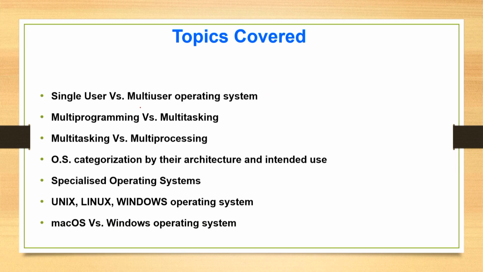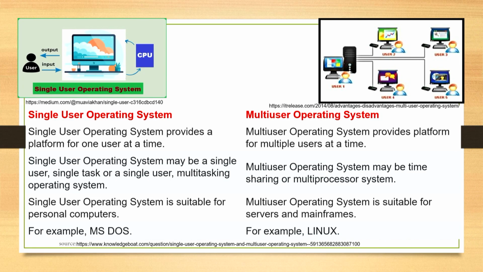I'll cover single user versus multi-user operating system, multi-programming versus multitasking, multitasking versus multiprocessing, and operating system characterization by their architecture and intended use. What are the specialized operating systems? What is the difference between Unix, Linux and Windows operating system? And lastly, what is the difference between Mac operating system and the Windows operating system? So let's start with the first one.